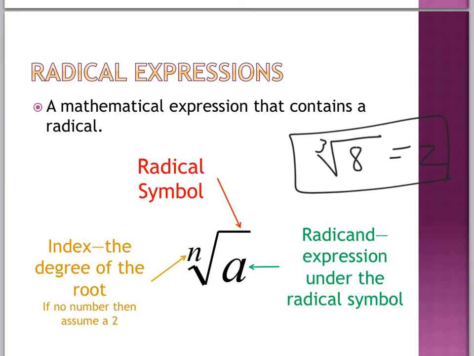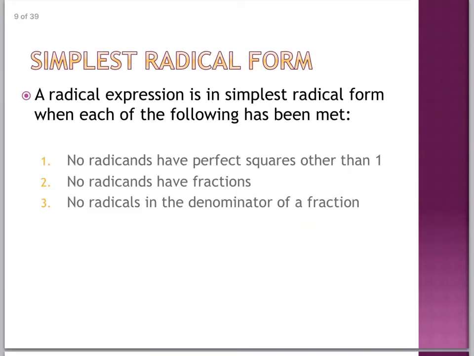Also, we have here the radicand. That's the expression under the radical symbol. The radicand, like you radicand do this. Okay, some rules here. A radical expression is in simplest radical form when each of the following has been met.